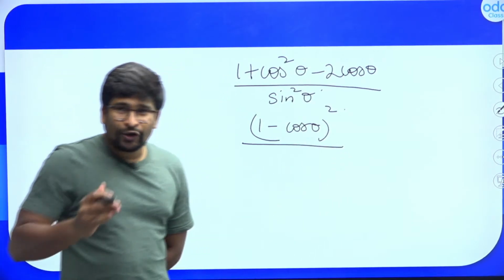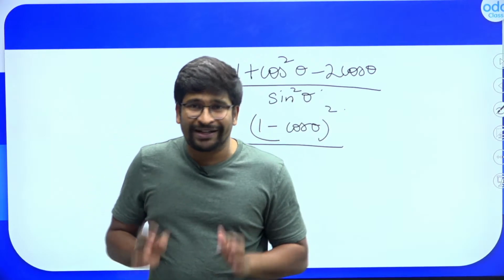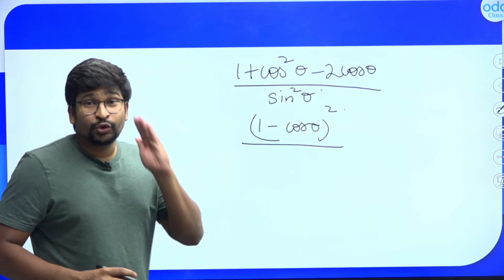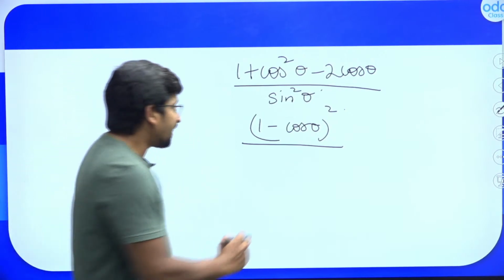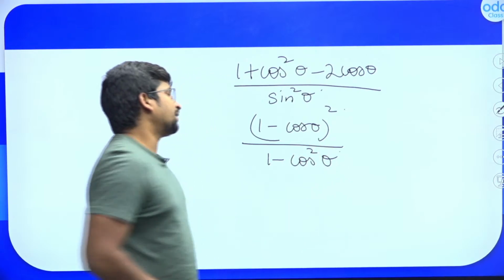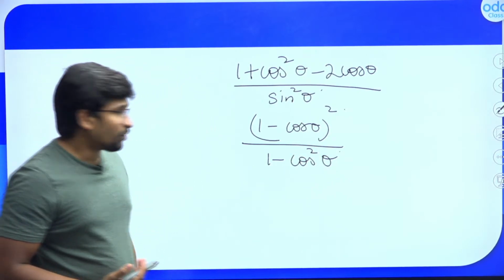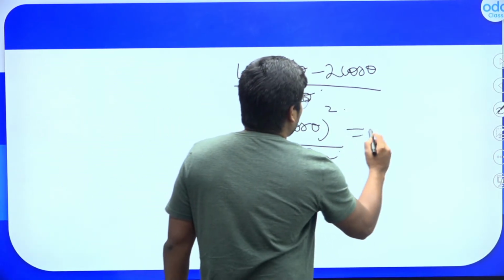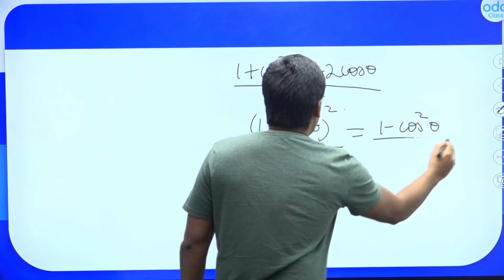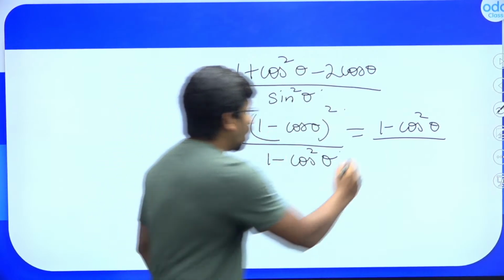sine square theta. You know that sine square theta plus cos square theta is 1, right? So you can fairly write sine square theta as 1 minus cos square theta. This is 1 minus cos square theta. So this is equal to (1 minus cos theta) whole square divided by (1 minus cos square theta), sorry, I mean 1 minus cos theta whole square on top.